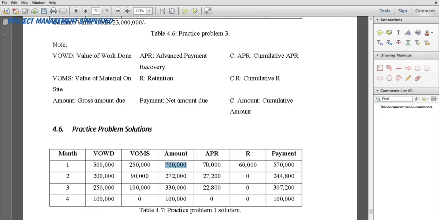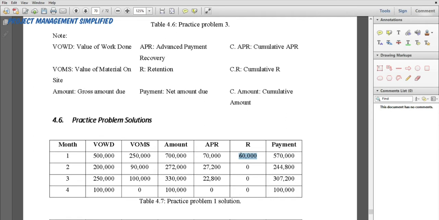But we have some deductions, as we said. We have the APR, which is advance payment recovery. It should be 10% of the amount. So the amount is 700,000, and 10% of 700,000 will be 70,000. And we also have the retention, which is also 10%, so it should be 70,000 also.